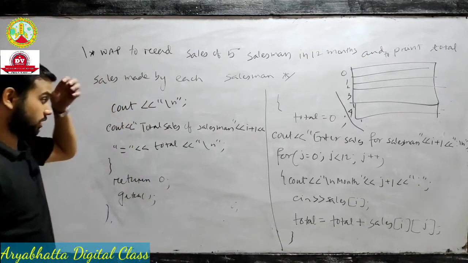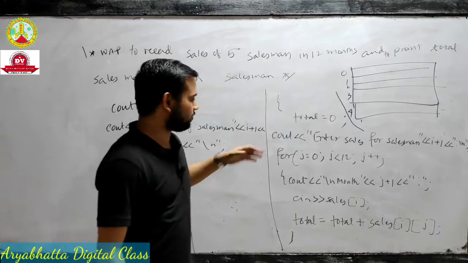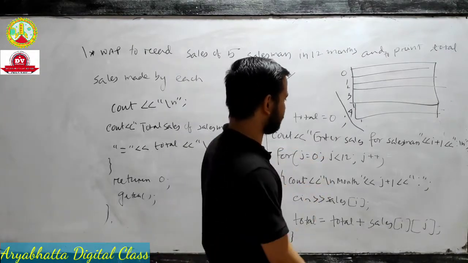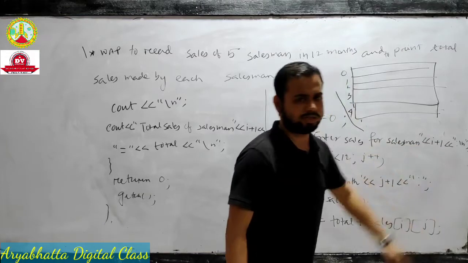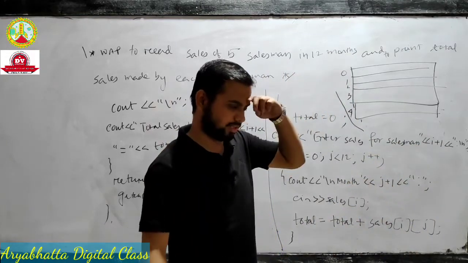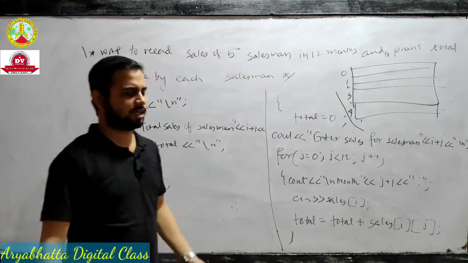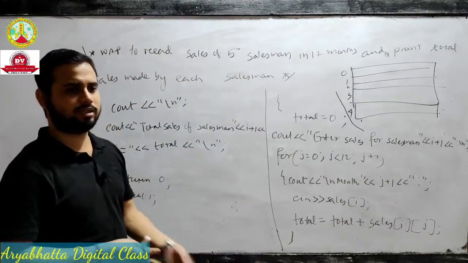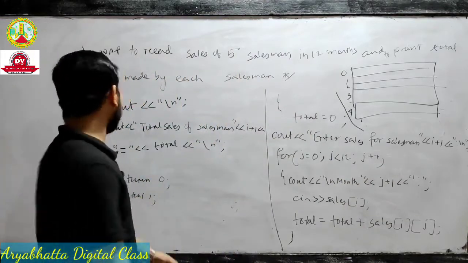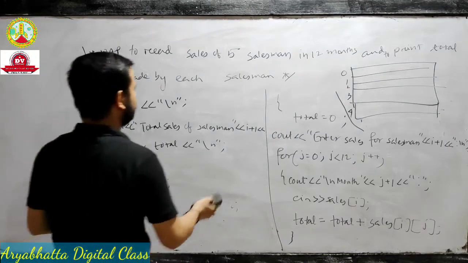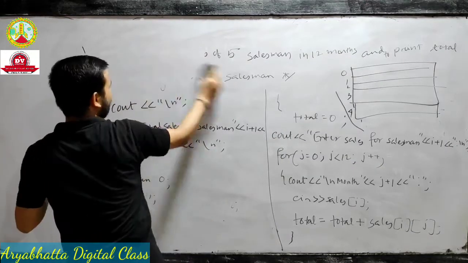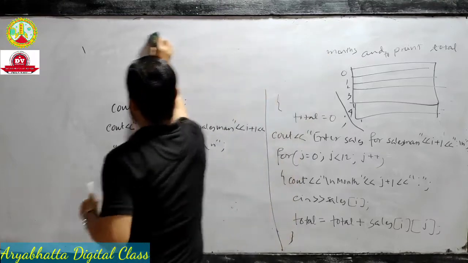It is not done yet. Now the main concept: enter sales for salesman i plus 1. This is for designing purposes; I already discussed it in the previous class. Designing means i plus 1 makes your output come like this: enter sales for salesman 1. When the printing statement runs, your output comes out like that in a program.